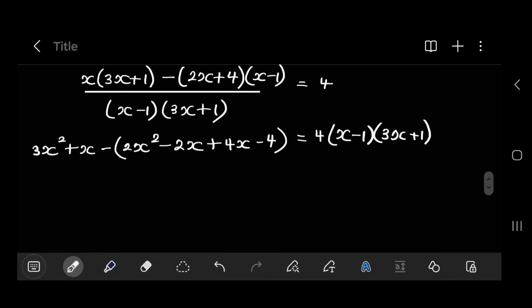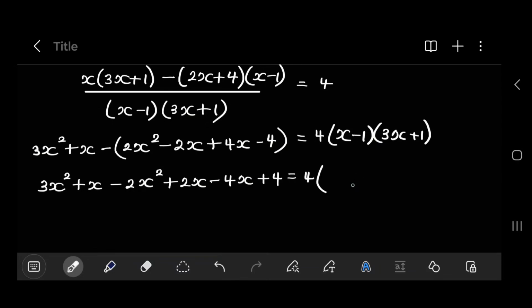In the next step, let's take this negative and multiply into the bracket. So here's what we get when we do that. And on the right-hand side, I am going to multiply out both the brackets. So using the FOIL method, I get 3x squared plus x minus 3x minus 1. Now on the left-hand side, I'm going to gather like terms. I've got 3x squared minus 2x squared, which is x squared. We've got x plus 2x, which is 3x, minus 4x is negative x, and our constant is 4.